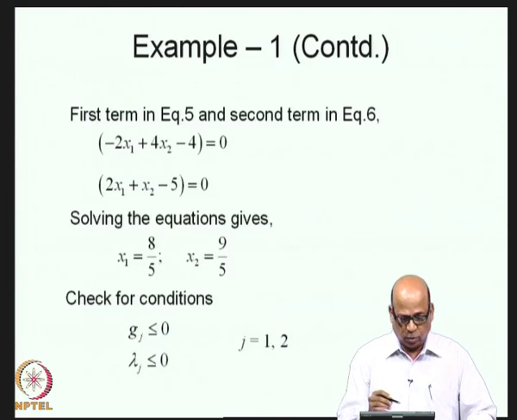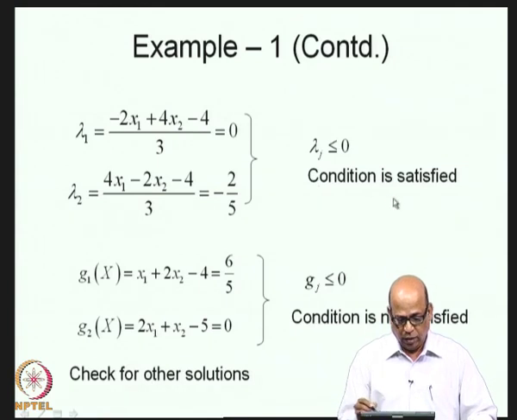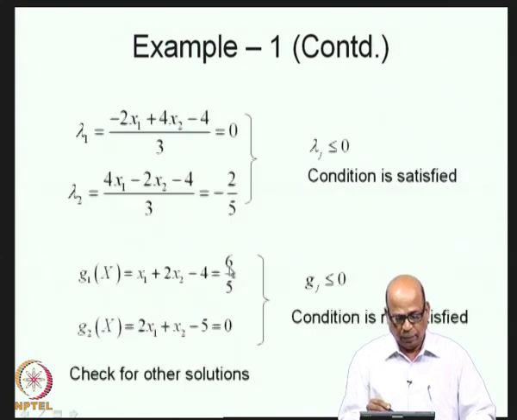So, we move to the next solution, where we take the first term in equation 5 and the second term in equation 6 and obtain the solutions as x 1 is equal to 8 by 5 and x 2 is equal to 9 by 5, and then again check for the conditions g j of x less than or equal to 0 and lambda j less than or equal to 0. When we examine the lambdas, you get lambda 1 is equal to 0 here and lambda 2 is equal to minus 2 by 5 associated with x 1 is equal to 8 by 5 and x 2 is equal to 9 by 5, and therefore, this condition is satisfied.